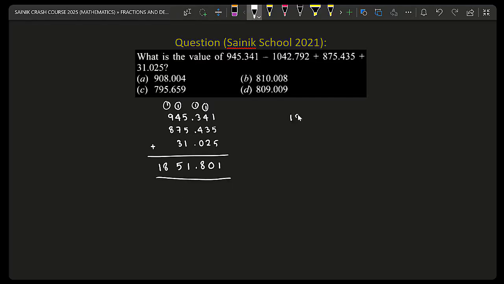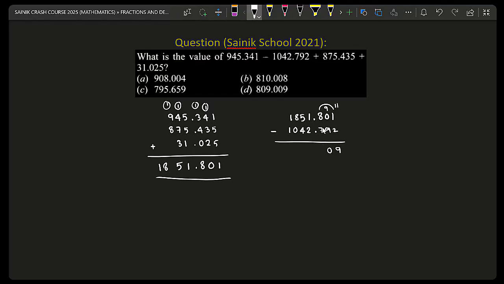Now from this sum, we should subtract the negative number. What is the negative number we have in the question? Sir, 1042.792. Now we should subtract, right? How can I do subtraction? We will take borrow first, sir. It became 11. 11 minus 2, 9. And 9 minus 9, 0. 7 minus 7, 0.